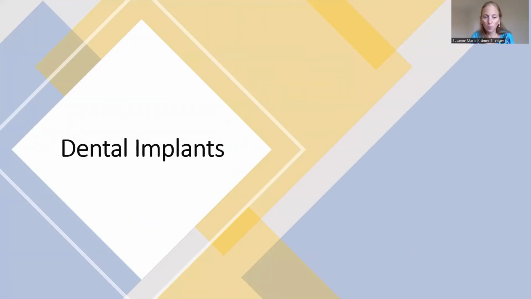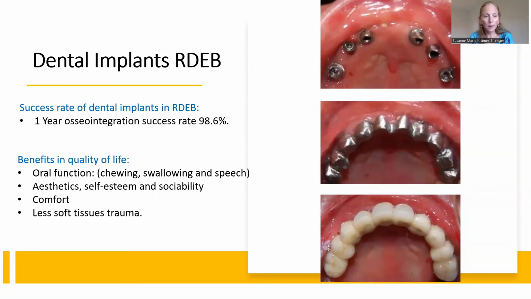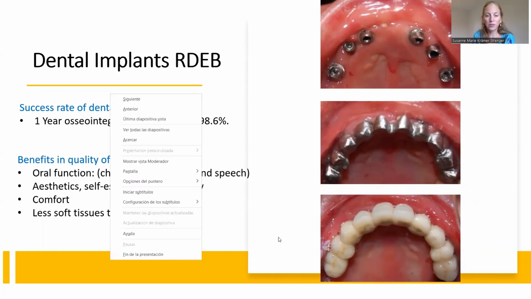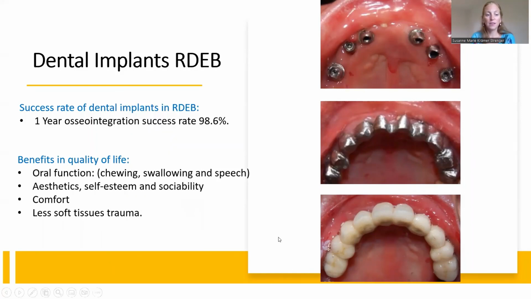And the last topic I want to discuss today is dental implants, because it's a question that we get quite often from our patients. There's a whole chapter on dental implants in the EB guidelines, so if you want more information, you can read that. But just a summary, the success rate of dental implants in recessive dystrophic EB after 1 year is 98%. And the benefit of implant treatment in recessive dystrophic EB is benefits in quality of life as oral functioning, so chewing, swallowing, speaking, aesthetics, self-esteem and sociability, comfort, and less soft tissue trauma. So it's actually very beneficial for the patient who have had this treatment done.